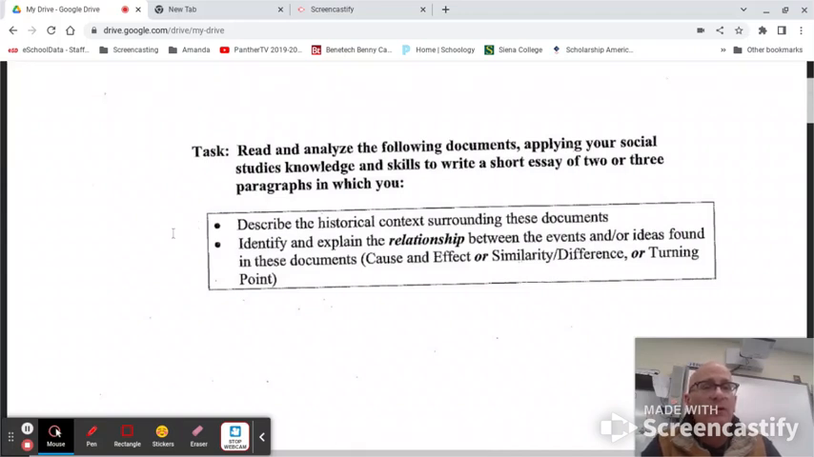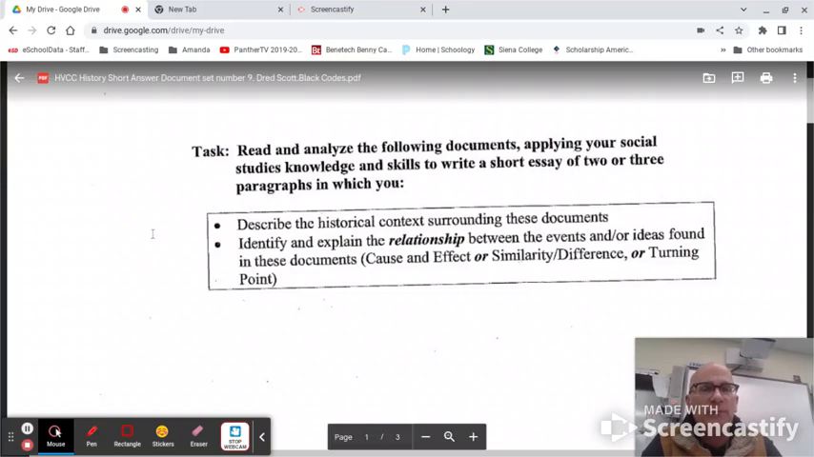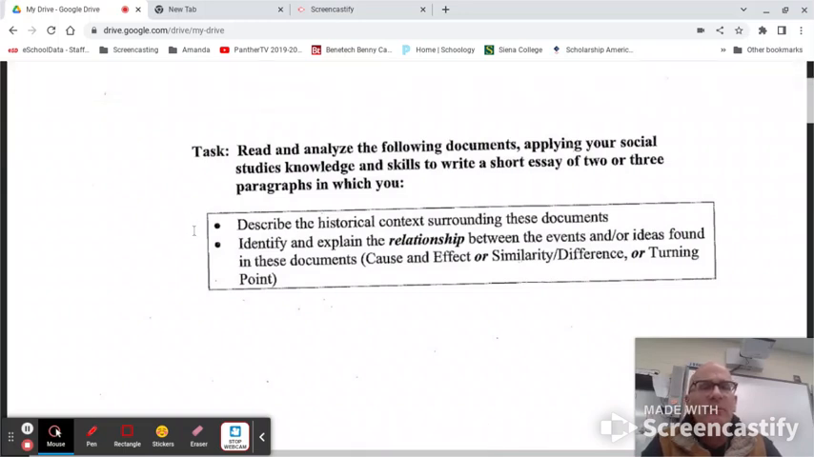And these document sets are scored on a 5-point scale: 5, 4, 3, 2, 1, or if you don't complete it, you would get a 0. We're going to focus on what you need to do to earn a 5, and you will see a rubric later in this screencast video that will spell out clearly what you need to include in your responses to earn that 5 and to max out your points.